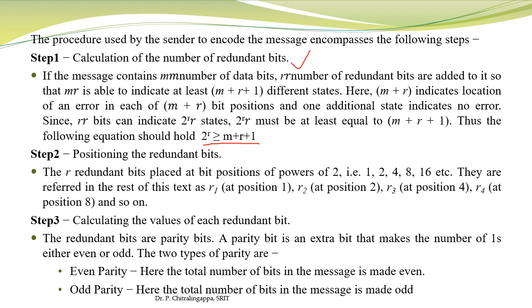The next step is positioning the redundant bits: we are adding bits to the original data, but at which places? So we calculate the positions also. The next step is calculating the value of each redundant bit. For the bits we add, we calculate the value using two approaches: even parity and odd parity. Even parity means the total number of 1 bits in the message is made even. Odd parity means the total number of 1 bits in the message is made odd.